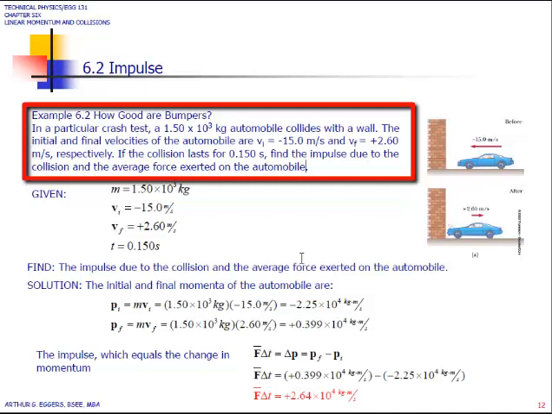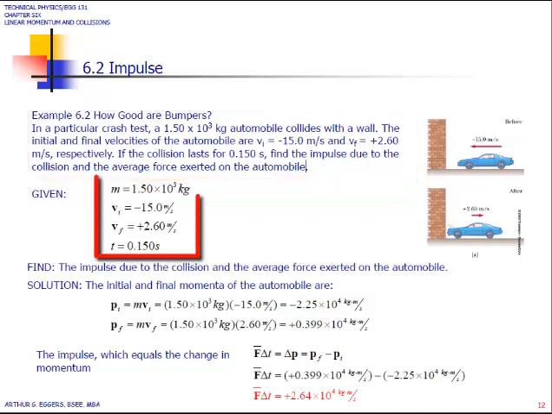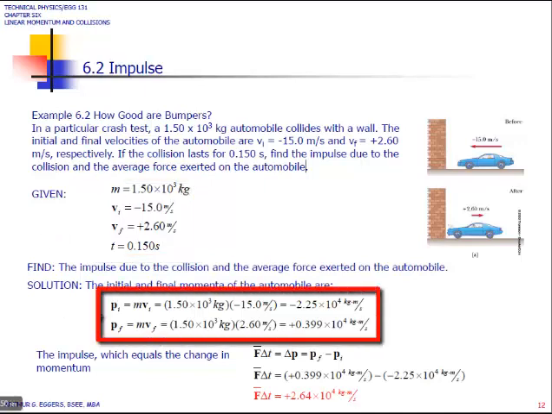If the collision lasts for 0.150, 150 thousandths of a second, find the impulse due to the collision and the average force exerted on the automobile. So we have our velocity initial, we have our velocity final, and we know the duration of the impact. We also know the mass of the automobile. So all we have to do is start putting these together in terms of momentum.